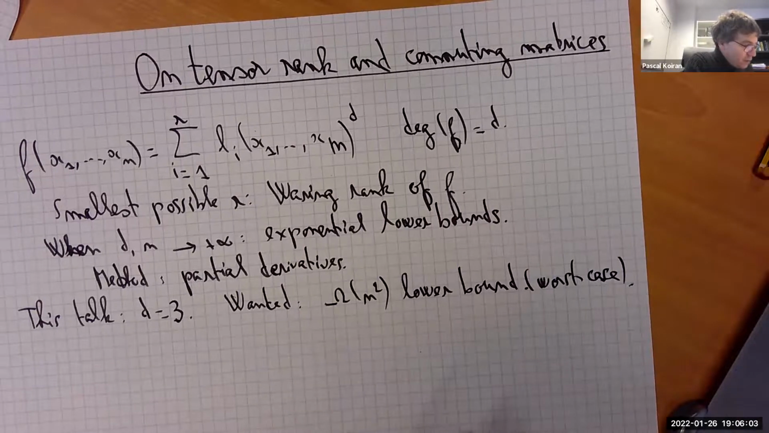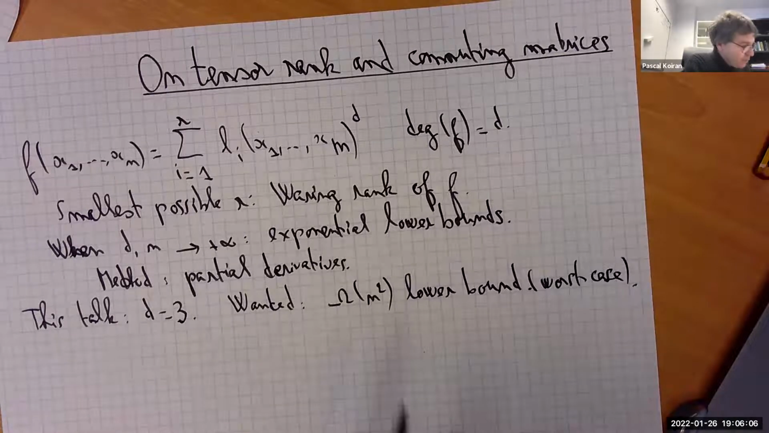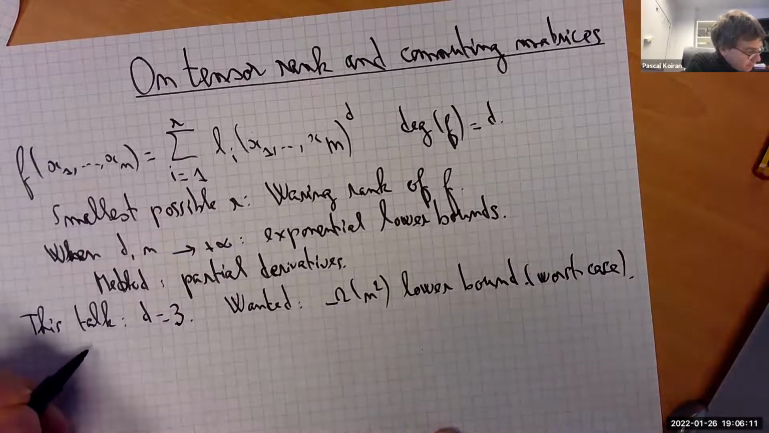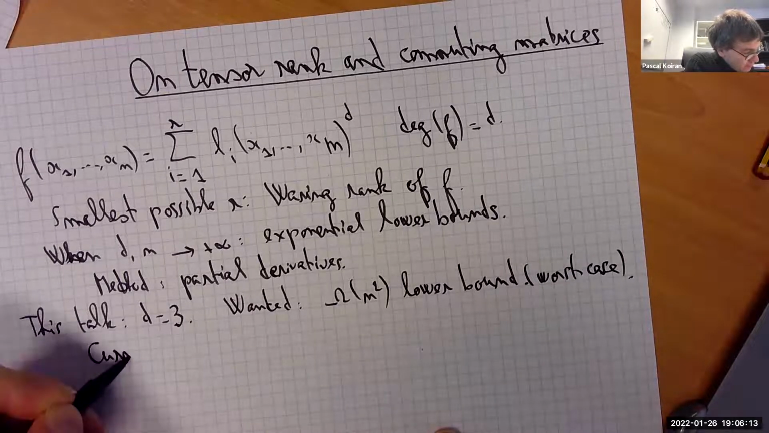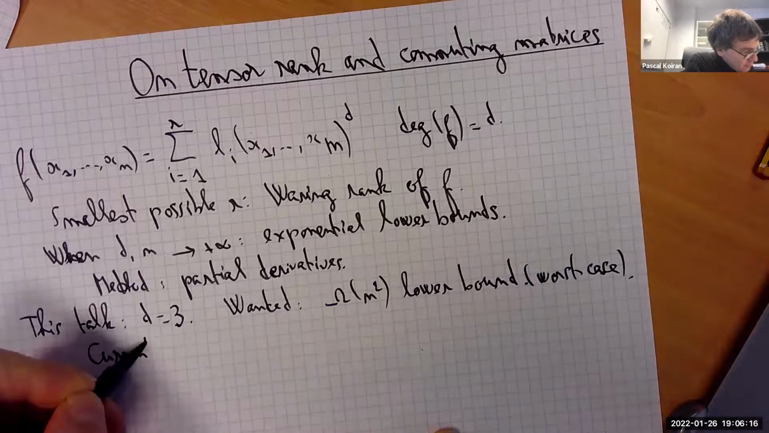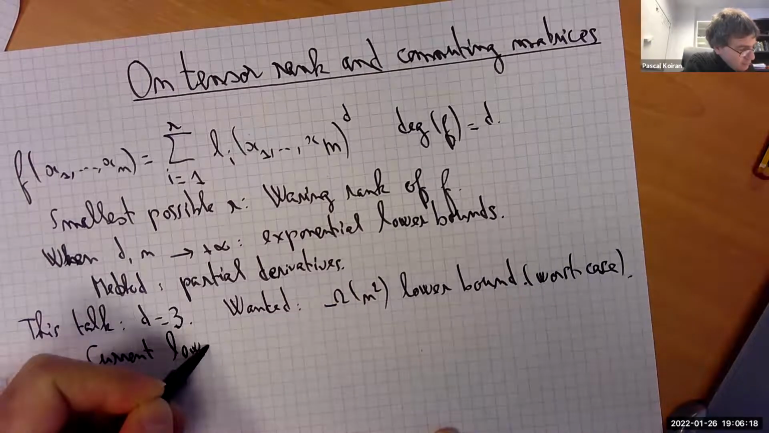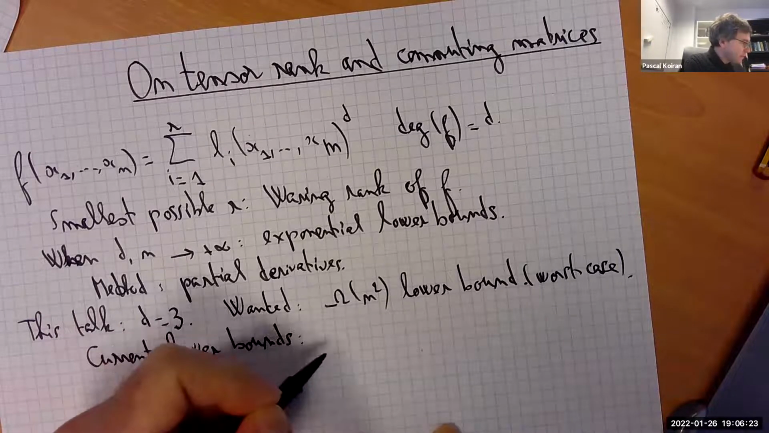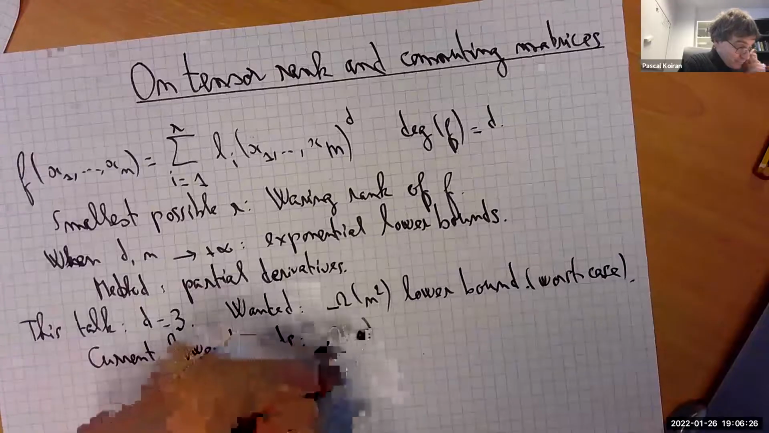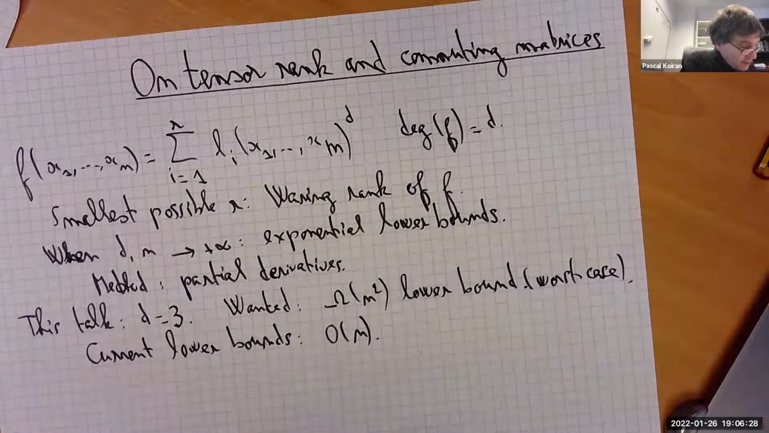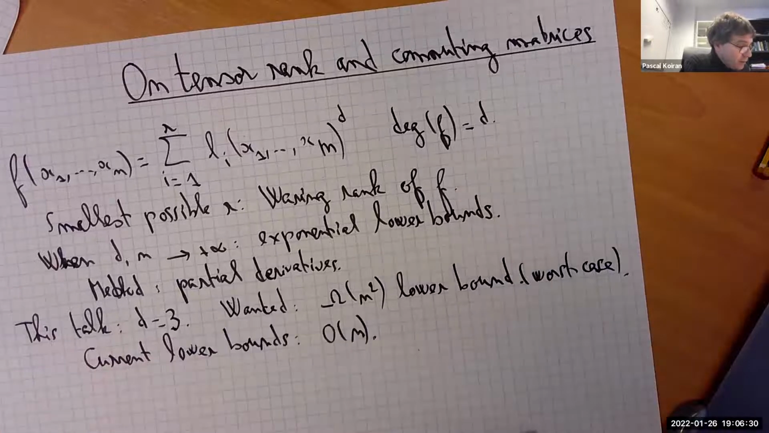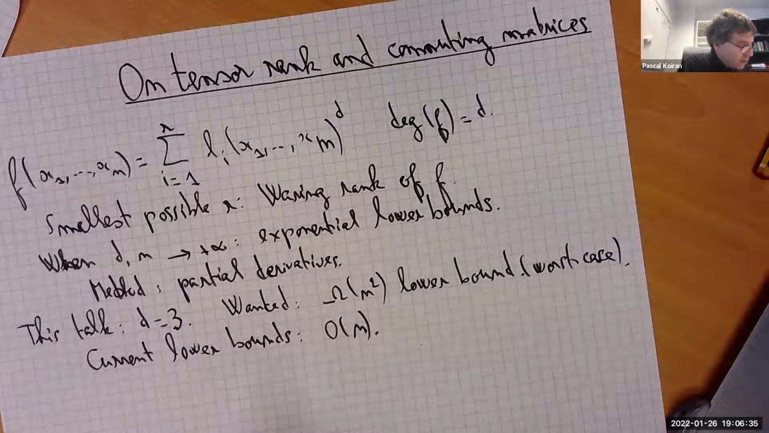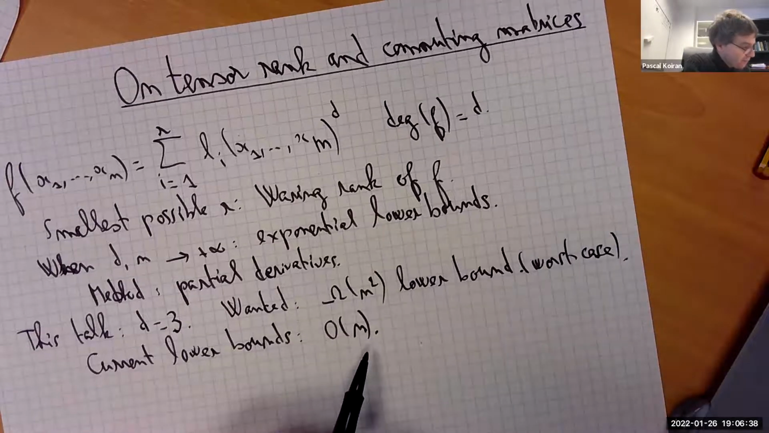And unfortunately, the current lower bounds are only of order n. They're of order n, and in fact, there are some barrier results showing that you cannot go beyond that using the so-called rank methods.